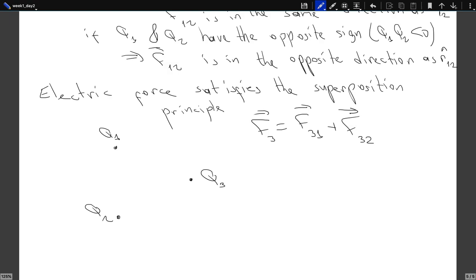So just calculate the force this one has, this one has, and sum them vectorially, not just the magnitudes. You have to take into account their direction. Now, just for the purpose of the sketch, let me assume that all of them have the same sign. So this Q1 will exert a force on Q3, and it will be pointing in this direction. This is what I call F31.